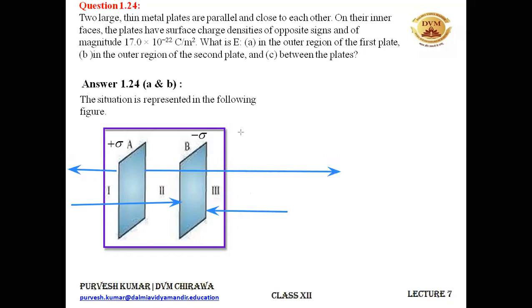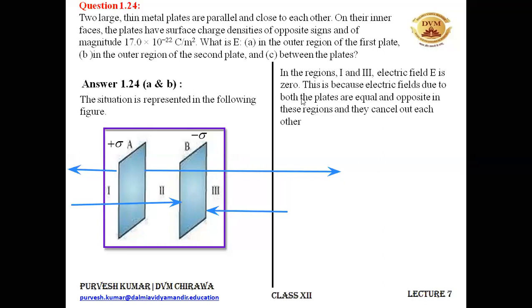The value is sigma upon 2 epsilon naught, and their magnitude is the same because sigma is the same for both of them. So they cancel each other, and the electric field becomes 0. In region 1 and 3, the electric field E is 0. This is because the electric fields due to both the plates are equal and opposite in these regions, and they cancel out each other. All right.